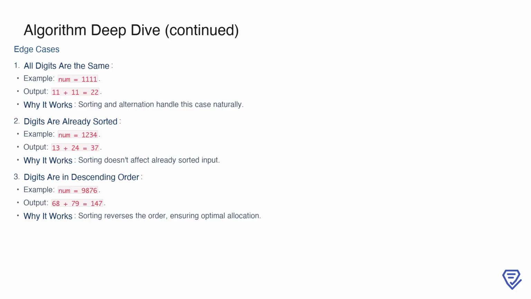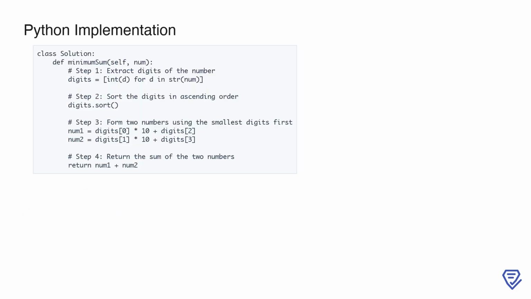These examples highlight how the algorithm handles different scenarios effectively while maintaining its correctness. The provided solution is designed to find the minimum sum of two numbers formed by splitting the digits of a given four-digit number. Here's the explanation of the code.